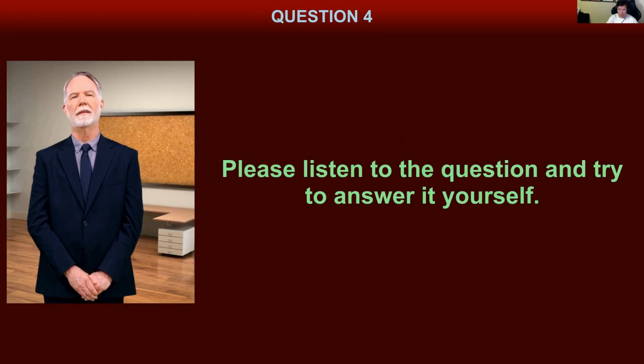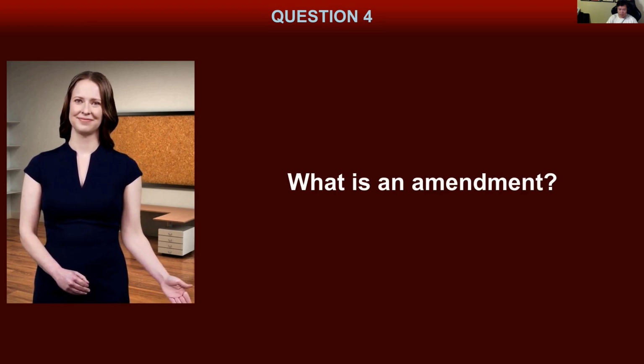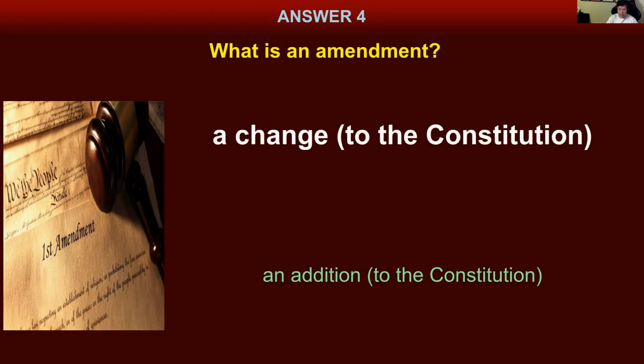What is an amendment? A change to the Constitution.